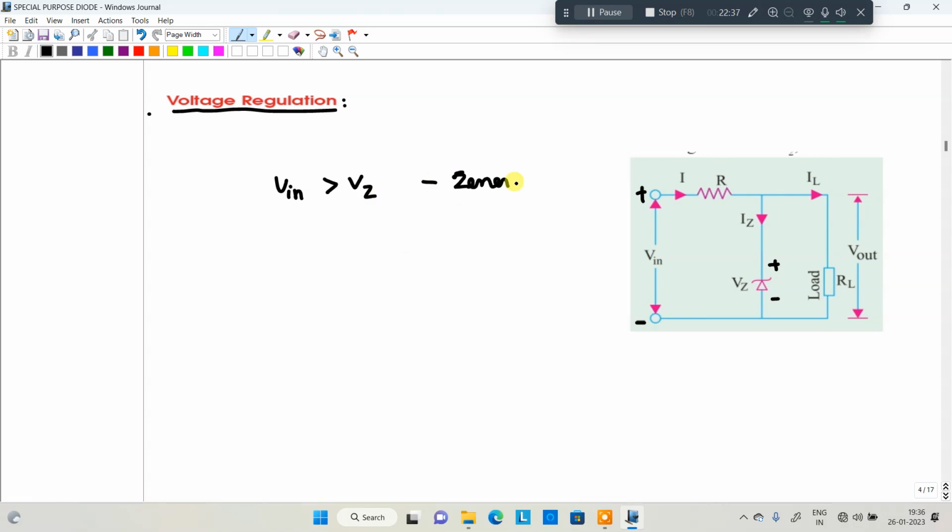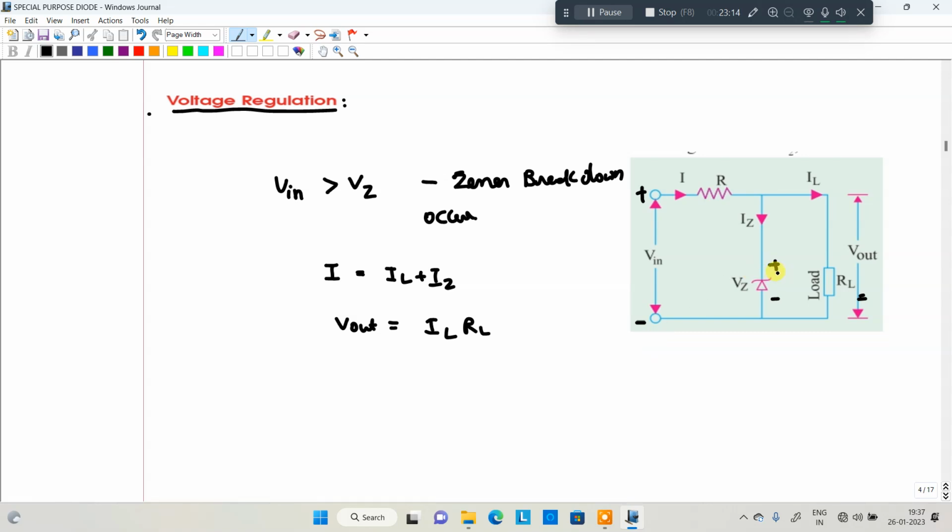Zener breakdown occurs. Whenever Zener breakdown occurs, the Zener diode is going to conduct. So in that particular case, the current I is equal to IL plus IZ. The total current will be equivalent to IL plus IZ. So what is the voltage drop across the output? The voltage drop across the output is equal to IL into RL.